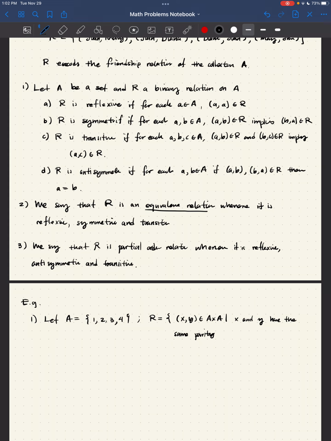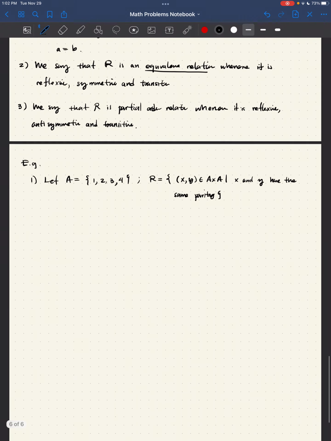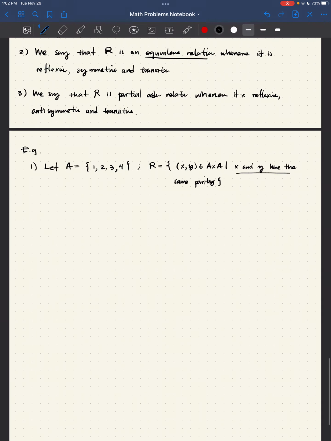Meaning they're both even or they're both odd. Well, let's see. Even though this is codified in this phrase, we can actually produce the members of this relation, because it's a small example. So we would say, well, is 1 related to 1? Yes, because the parity of 1 is exactly the same as the parity of 1.